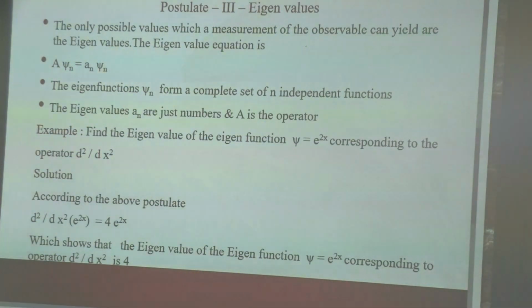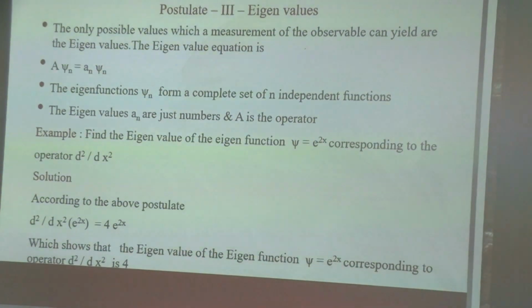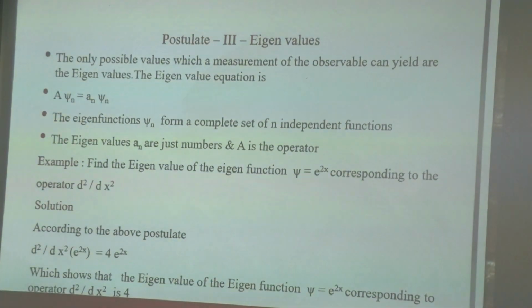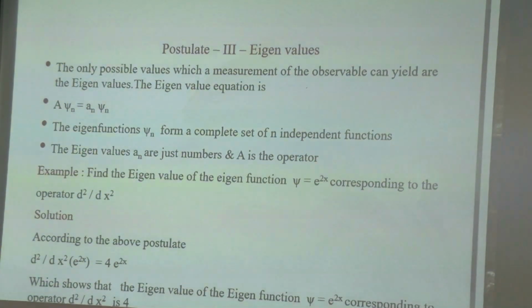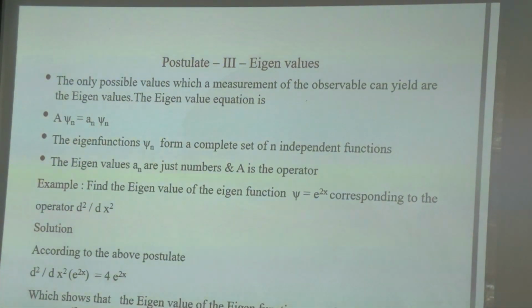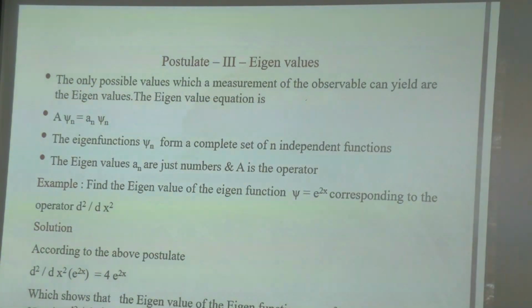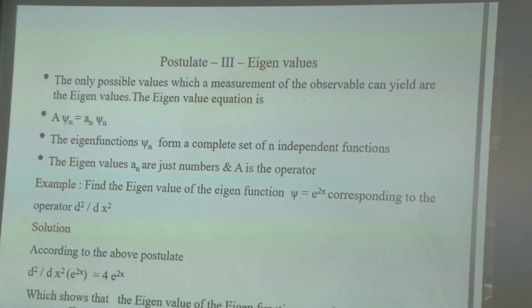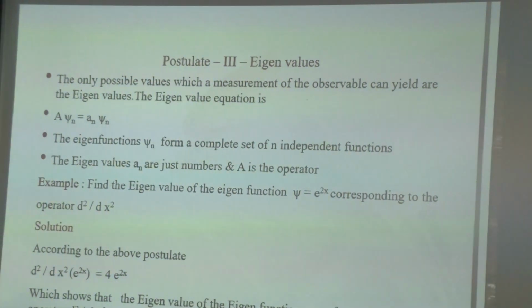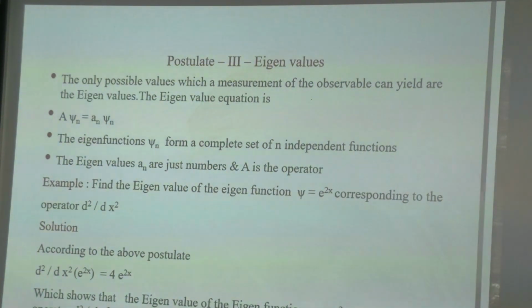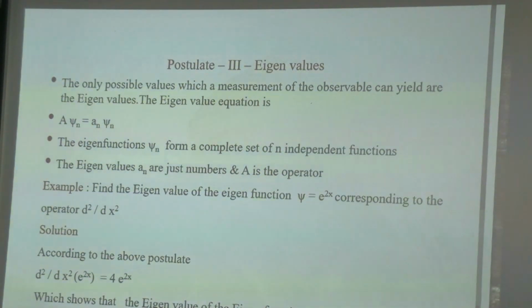Next, the third postulate gives eigenvalues. The only possible values which a measurement of the observable can yield are the eigenvalues. The eigenvalue equation is given by A psi n equals A n psi n. The eigenfunctions psi n form a complete set of independent functions. The eigenvalues A n are just numbers and the capital A is the operator associated.